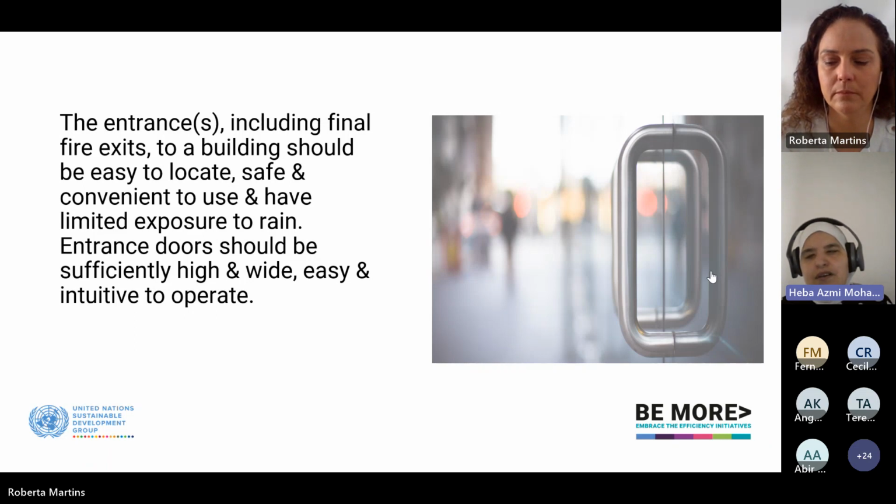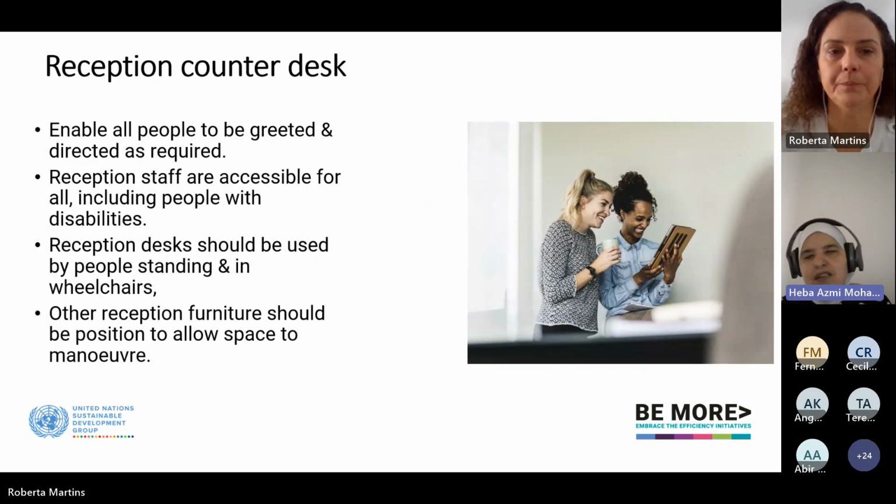Some doors require a lot of physical effort to open or close, and this causes another accessibility issue, because some persons have low muscle tone. They are unable to push or pull the doors, and persons who are using wheelchairs might find this difficult as well. So going to the next slide, we'll discuss the reception counter desk.